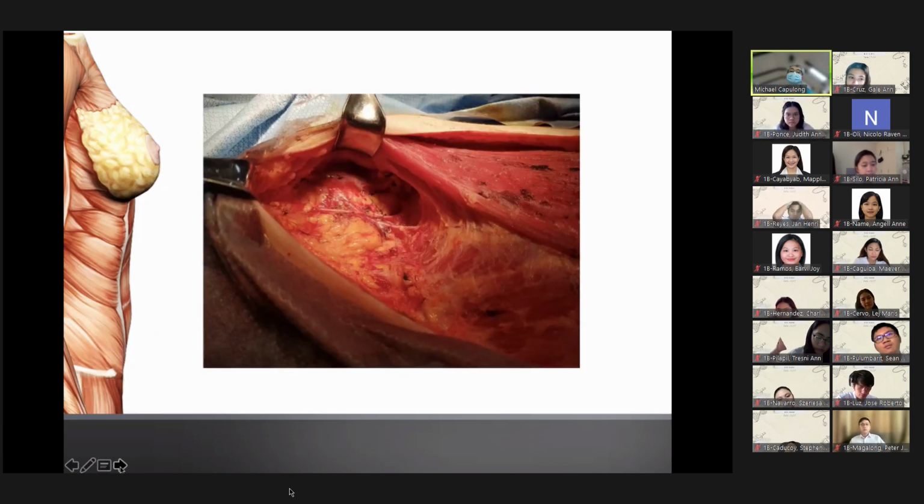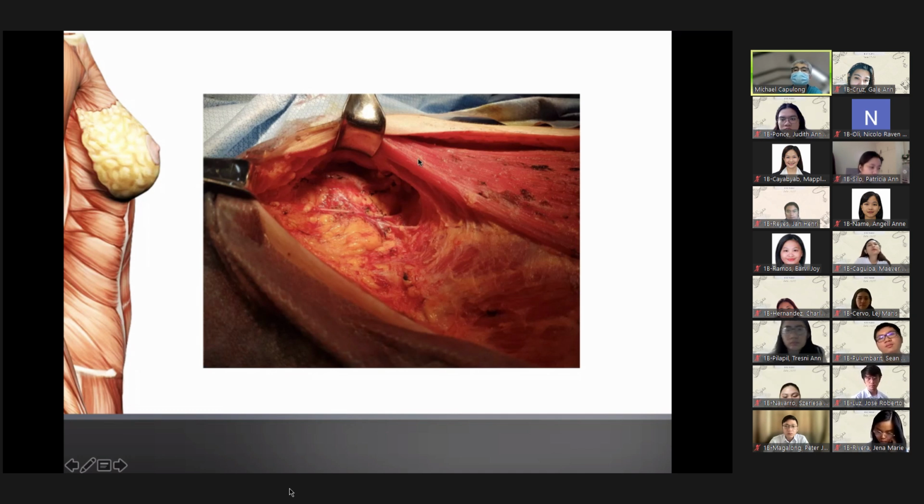So again, another view of the dissection. So here, this is the same patient that I showed you earlier. So the breast, we already removed the entire breast. This is the outline of your pectoralis major muscle. Your pectoralis minor muscle is here. This is your axillary region. We remove the entire lymphatic chain of nodes, so level 1 and 2, in reference to your pectoralis minor muscle.